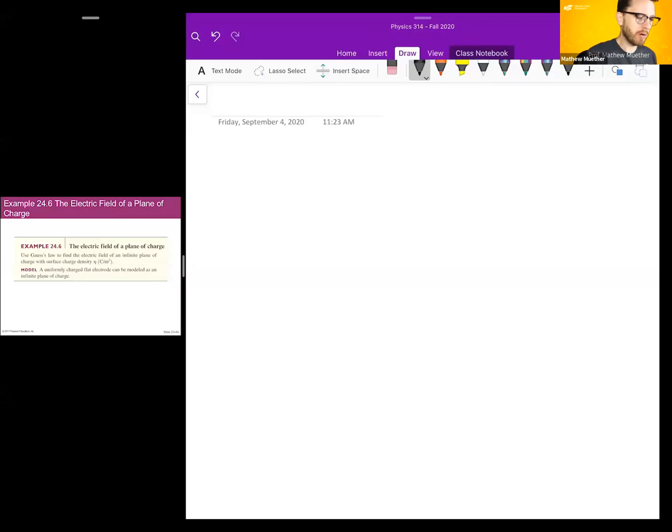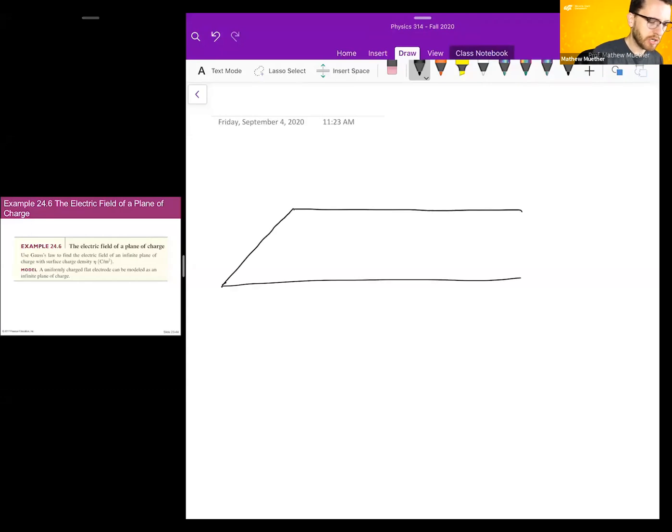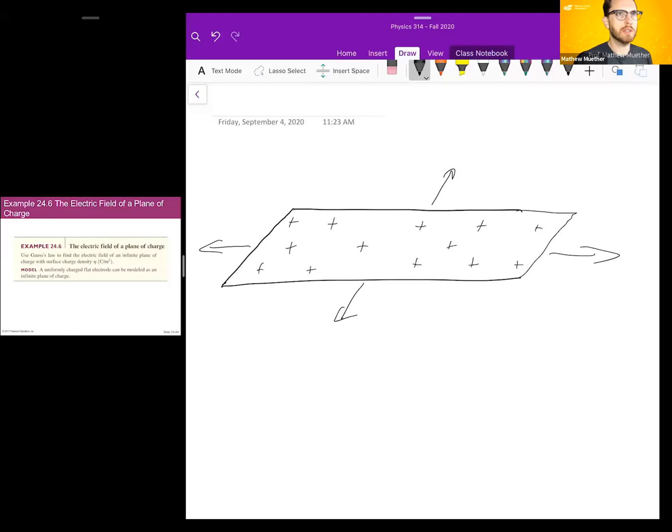Okay, so what are we talking about? We're looking at an infinite sheet of charge. So let's go ahead and try to sketch out this problem. Here's what we're imagining: we have a sheet of charge, and there's charges loaded up on this thing. So maybe it's positively charged. Something like this. And remember, we're imagining that this sheet continues off in all directions for as far as we can see. So it's an infinite sheet.